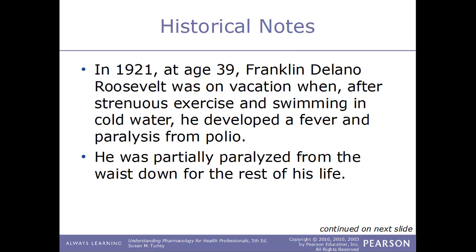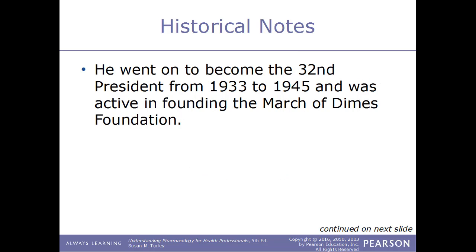A historical note about polio. In 1921, at the age of 39, Franklin Roosevelt was on vacation when, after some strenuous exercise and swimming in cold water, he developed a fever and paralysis from polio. And he was partially paralyzed from the waist down for the rest of his life. And of course, he went on to become the 32nd President of the United States from 1933 until his death in 1945, and was active in founding the March of Dimes Foundation.